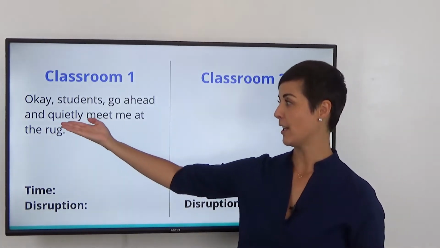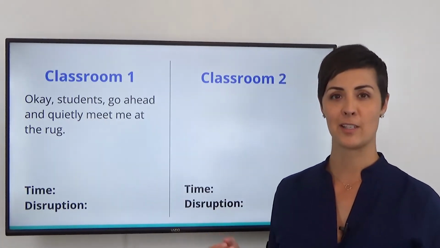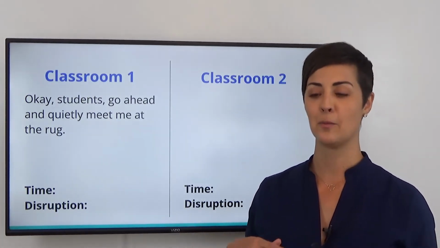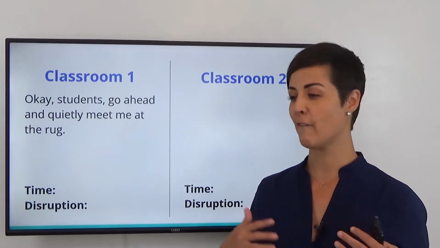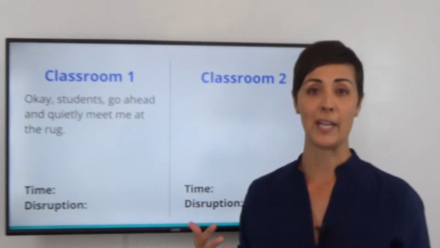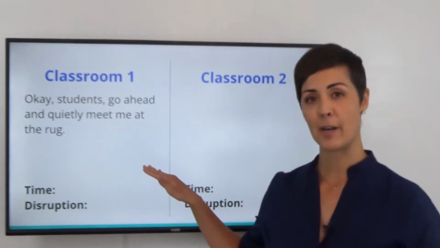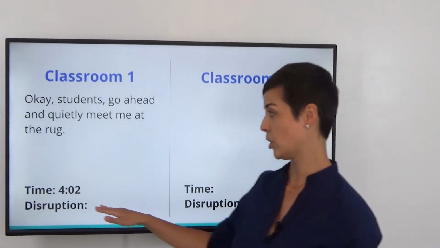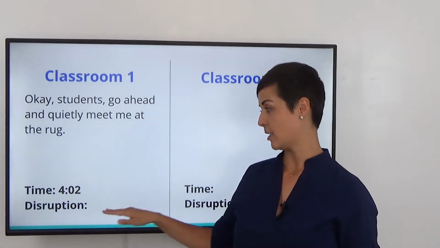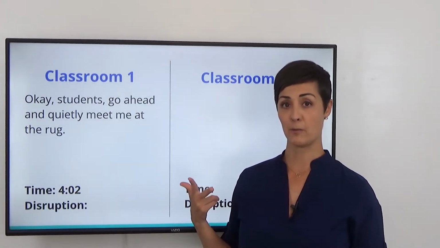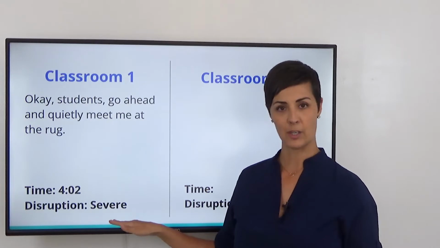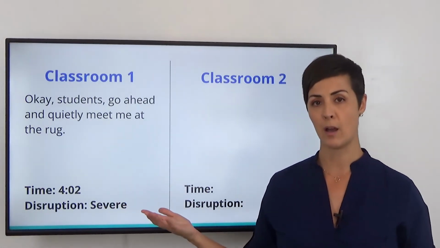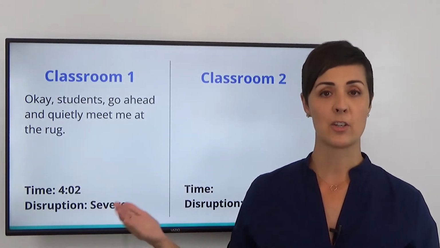And even though she had said, "Quietly meet me at the rug," the transition was anything but quiet, as kids stood up and started running and tackling and pushing and falling and crying on their way to the rug. By the time they were actually seated and she was able to start calendar, that transition took just over 4 minutes. And the disruption level, mild, moderate, or severe, was severe. You're not surprised to hear that, right? Most of the kids engaged in some form of disruption during that transition.